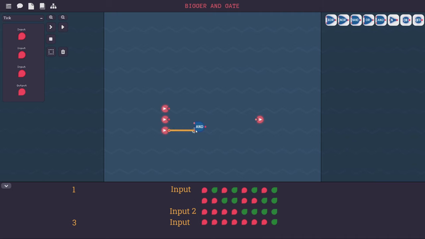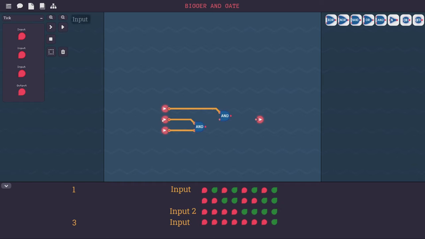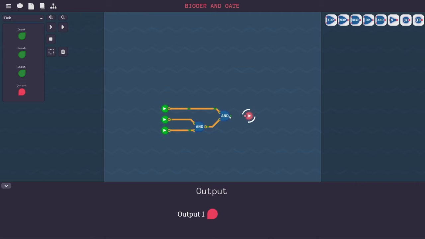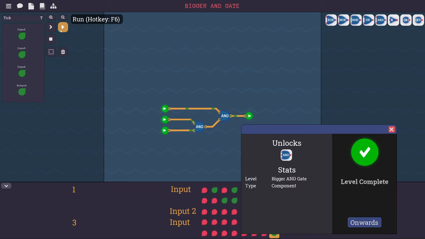If we were to connect both of these inputs up to an AND gate, and then just add another AND gate right here, that means that these two would both have to be high in order for this wire here to be high. And then this and this input would both need to be high in order for the final output to be high. Let's go ahead and connect these up here. And that should work. If any of our inputs are turned off, then our output is turned off. So let's run that to verify. And there we go. Bigger AND gate, three pin AND unlocked.